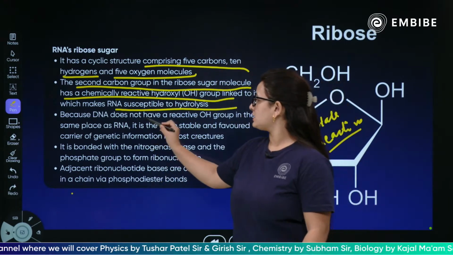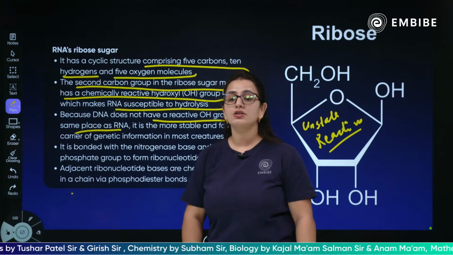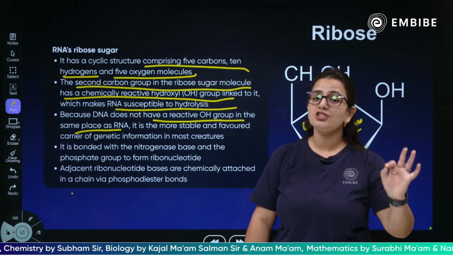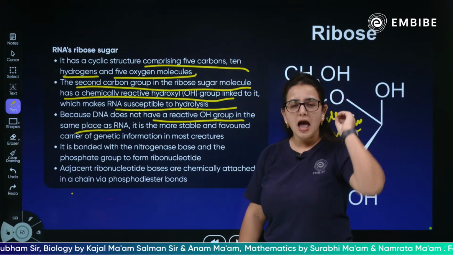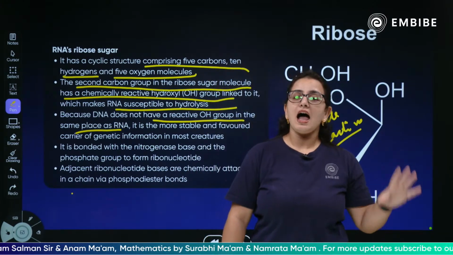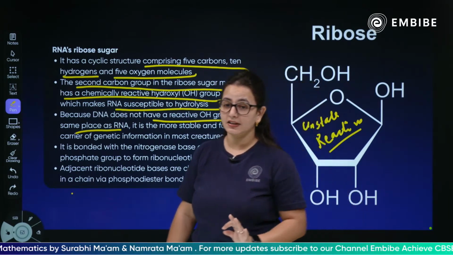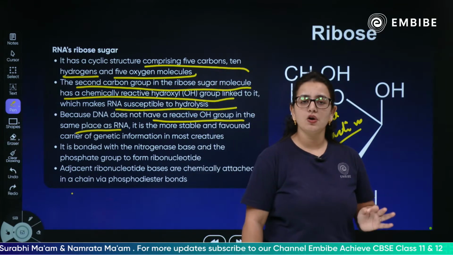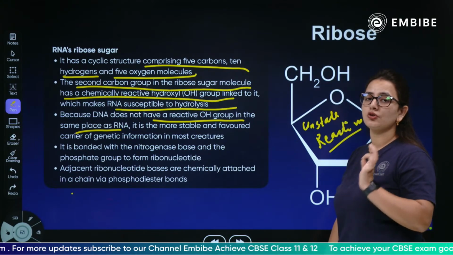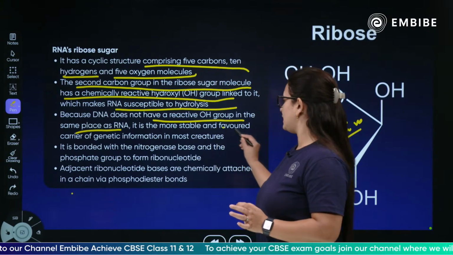DNA does not have a reactive OH group in the same place as RNA, because it has deoxyribose sugar. Deoxy means there is a deletion, a subtraction, an absence of the oxygen atom at the second carbon in DNA. That is why DNA is less reactive, and the absence of the oxygen group at the second carbon makes it more stable.